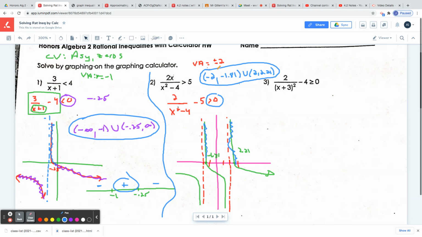Does everyone understand that? The answers that will go in your intervals will either be the asymptotes or the zeros.